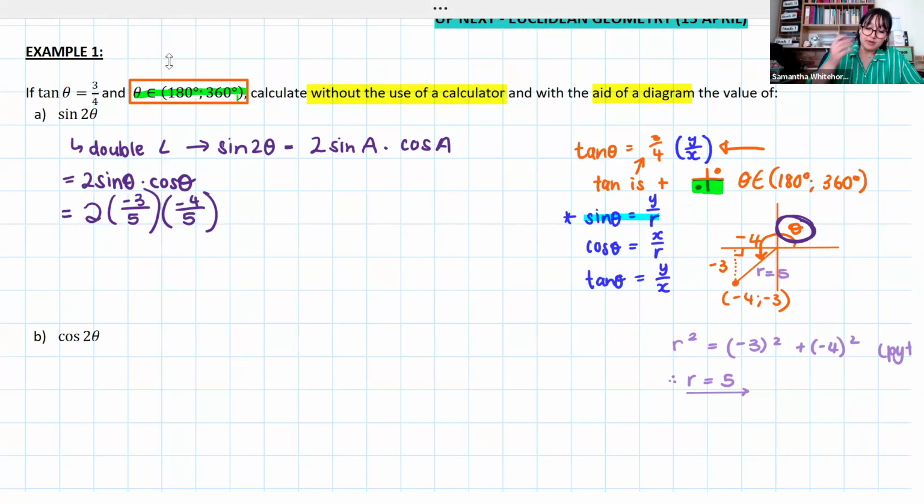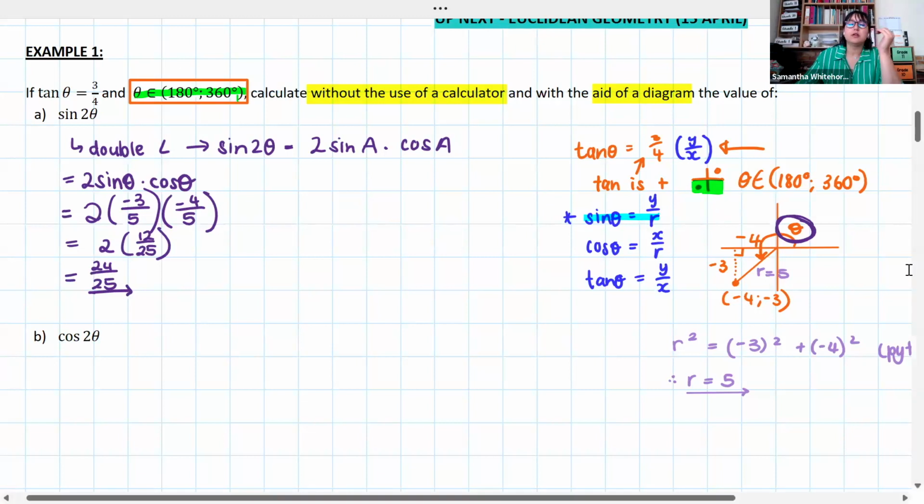And now we just multiply. So this is where, without the use of a calculator, you now need to show all of your working out. If I multiply my two brackets, obviously you can do your multiplication in any order, I personally would just do the brackets first. We get 12 over 25. And when you multiply that 2 in, you get 24 over 25. So sine of 2 theta is 24 over 25.